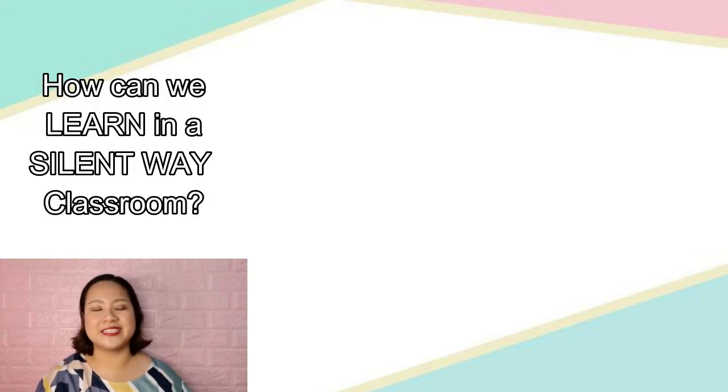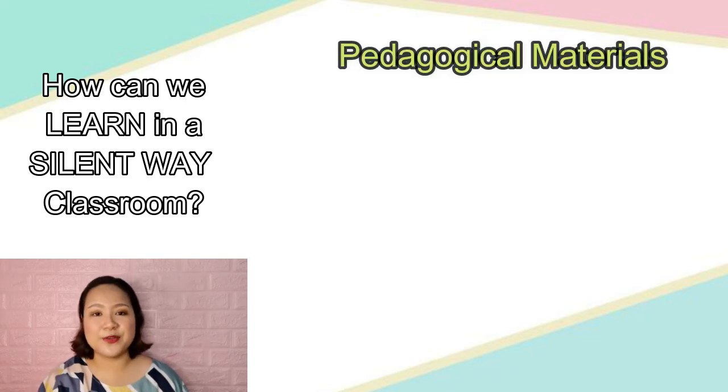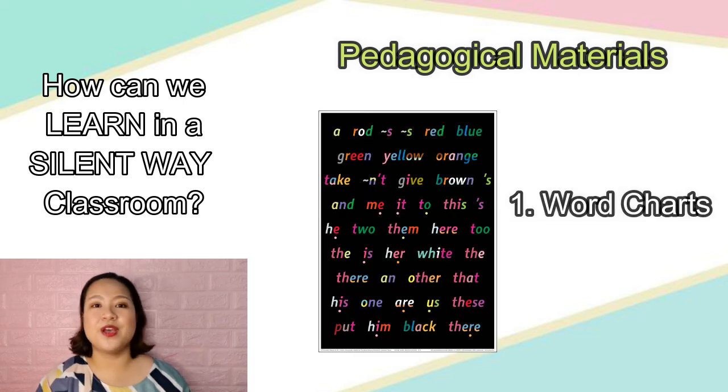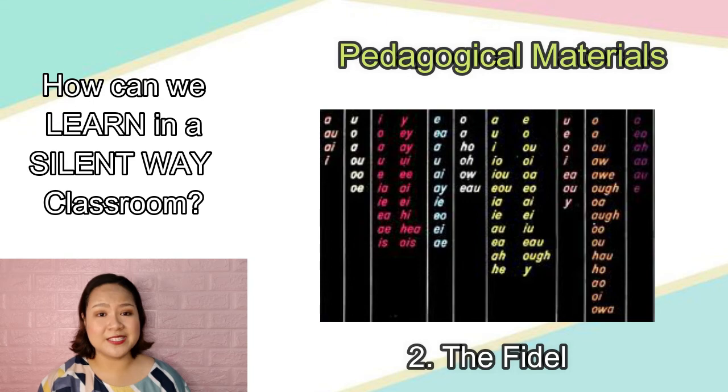Let us now proceed with the how of the Silent Way method. How can we learn inside a Silent Way classroom? To answer the question simply, the learners can learn inside the Silent Way classroom mainly through the use of the following pedagogical materials. Number 1. Word charts. Words are written in the same color code as the rectangle chart. Number 2. The Fidel. This chart contains all of the possible spellings of a phoneme and also uses the same color code as the rectangle chart.